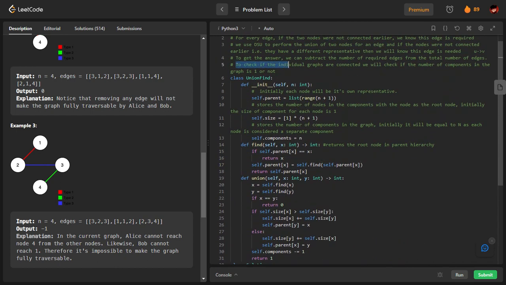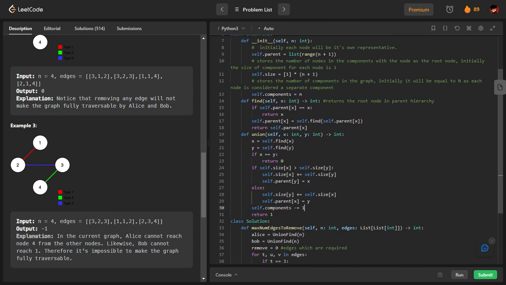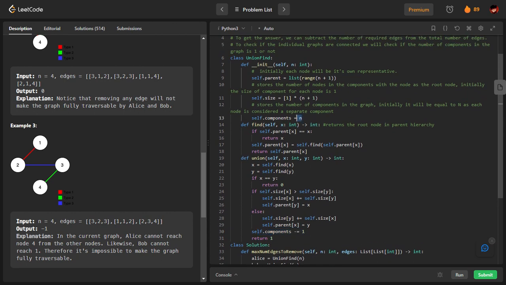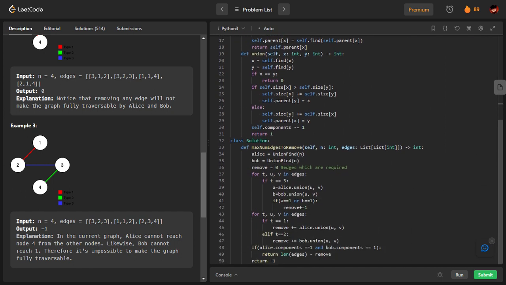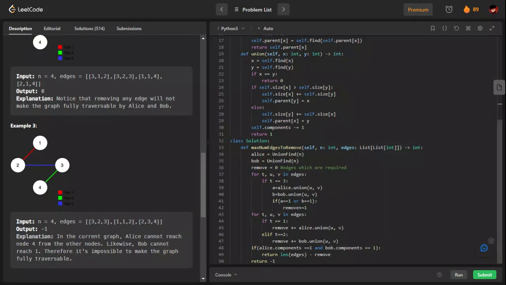To check if the individual graphs are connected, whenever we are joining two components, we are reducing the total number of components by 1. I have already told you the components initialize with n, the number of nodes. Each node starts as a different component. So by the end of the algorithm, if we are left with only one component, that means all the graphs are unioned. We started with n and got reduced to 1, which means everything is traversable. If it is not traversable, as we will see now, we return -1. That is the basic idea.